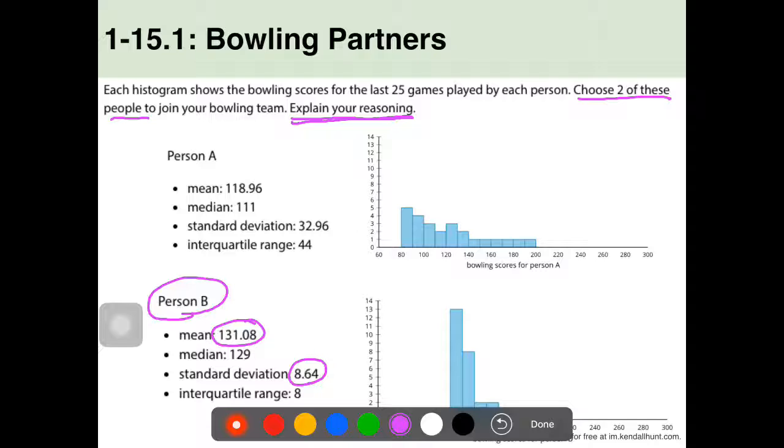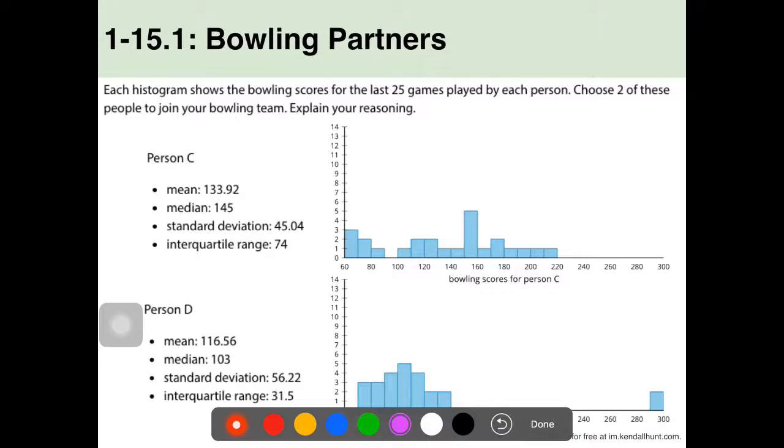131 is a much better game than I can do. So I would definitely choose person B, and then I would also choose person C. There's a lot of variability in their data. They have a high standard deviation, but they also have a pretty high mean, and I'm taking what I see here to be improvement on their game with higher scores. I don't know if that's true or not, but just looking at the data, that's who I would pick.